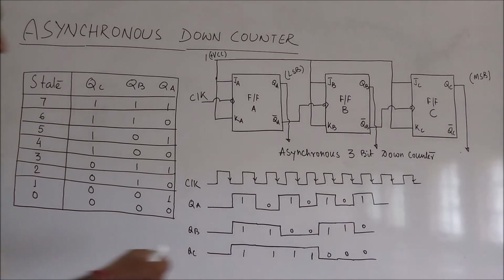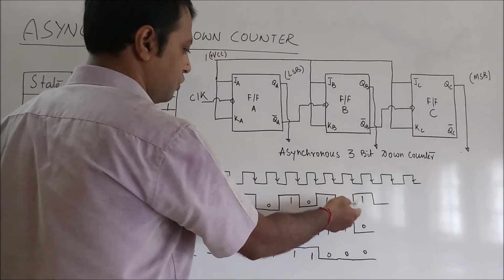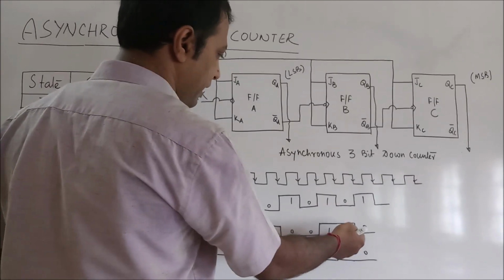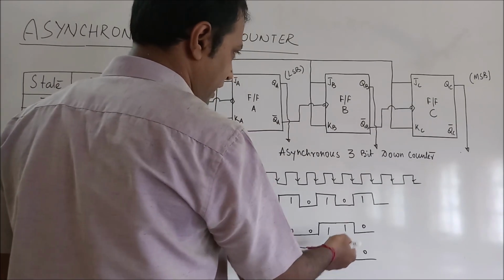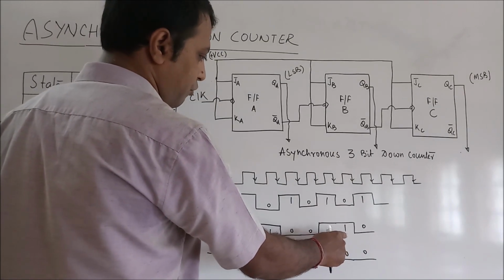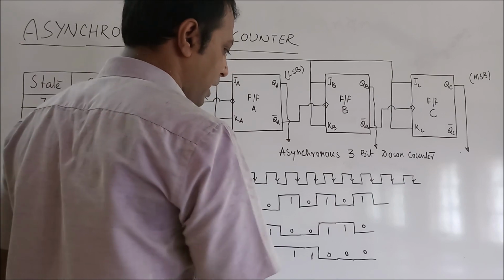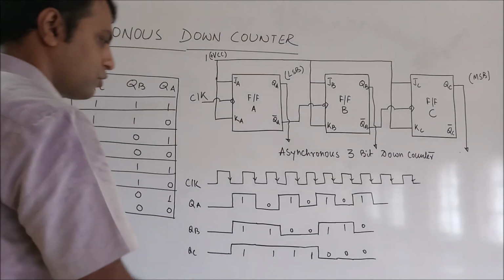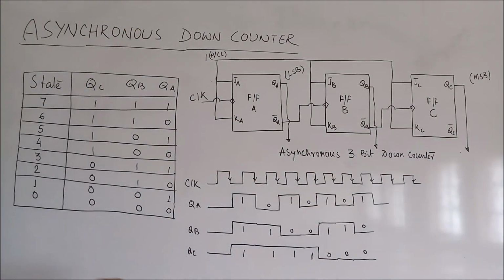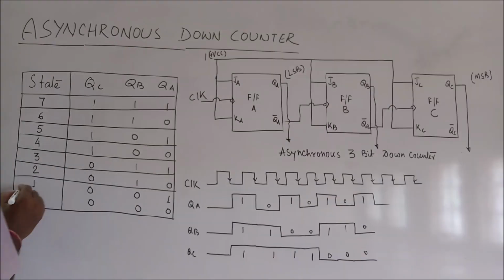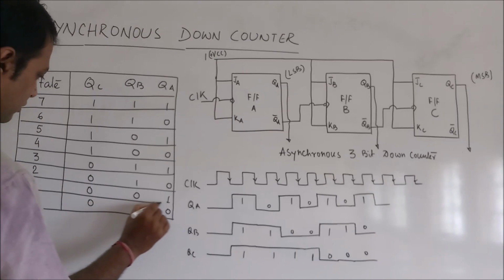The next clock pulse is applied, so QA becomes 0 to 1. QA 1 means QA bar is 0. Then flip-flop B is activated and QB toggles from 1 to 0. Then QB bar is 1, so flip-flop C remains in the same state. So it is 0 0 1. The earlier state was 0 1 0. So this state also matches.